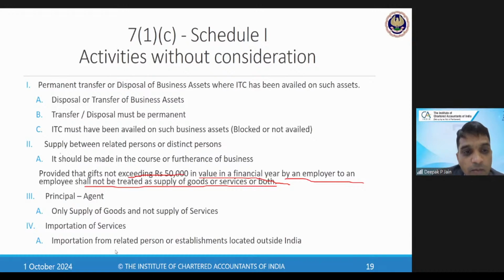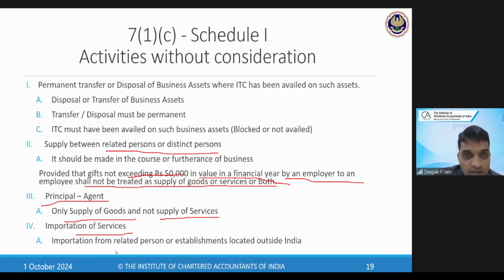Point number 2 is both goods and services, but point number 3, transfer between principal to agent, is only supply of goods and not supply of services. So if the principal and agent supply any services, no problem. But if they supply any goods without consideration, you still have to attach consideration and it is liable to GST.